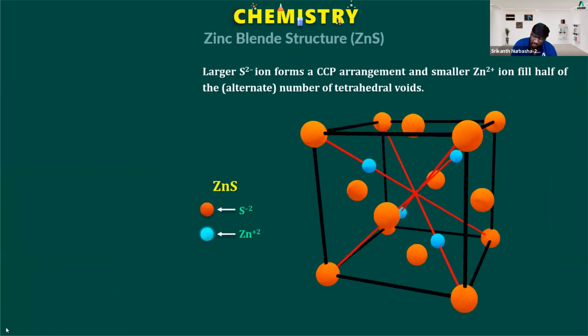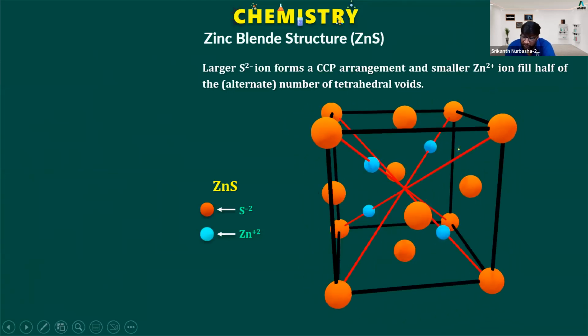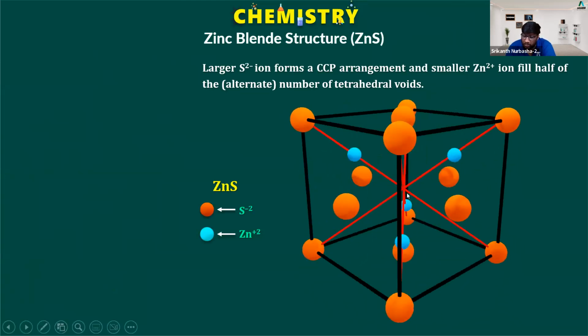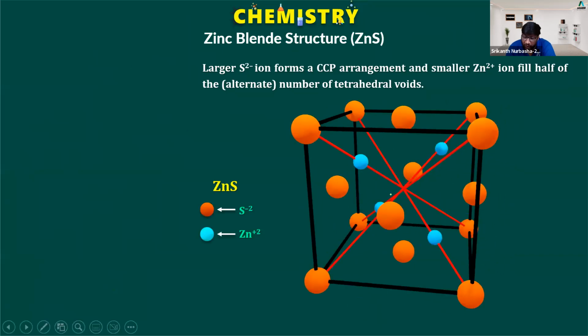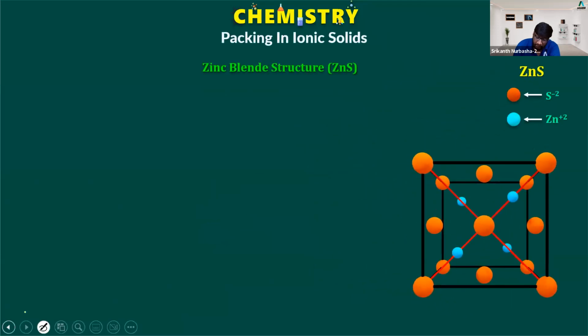So you can just look at the animation, how the Zn plus 2 are actually present. S minus 2 forming the lattice, Zn plus 2 occupying the alternate tetrahedral voids, such that the charge is going to be neutralized. And here also you try to figure out the relationship between the radius of cation and radius of anion.